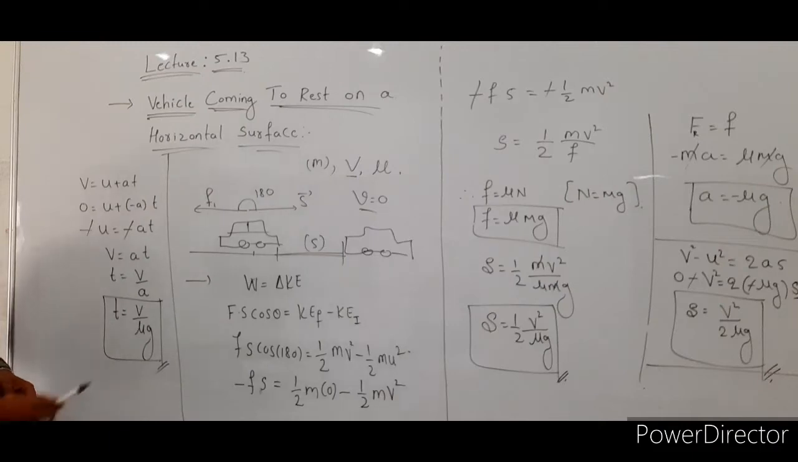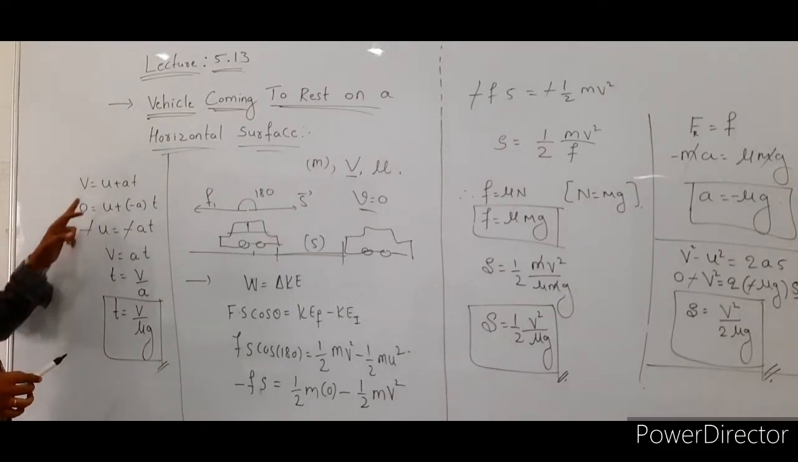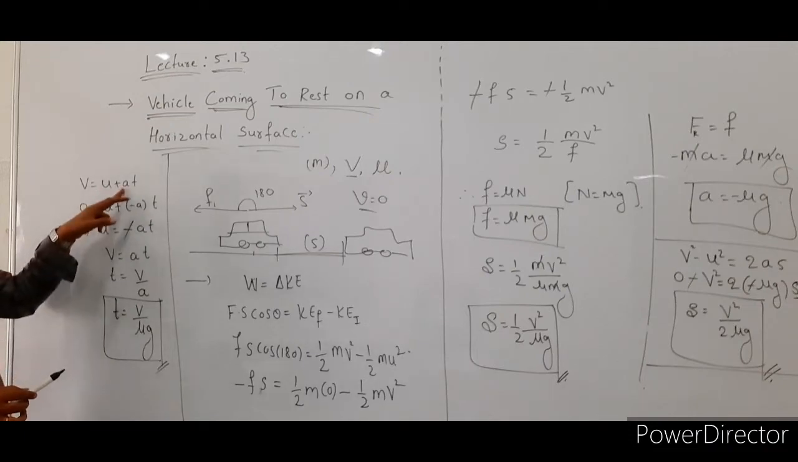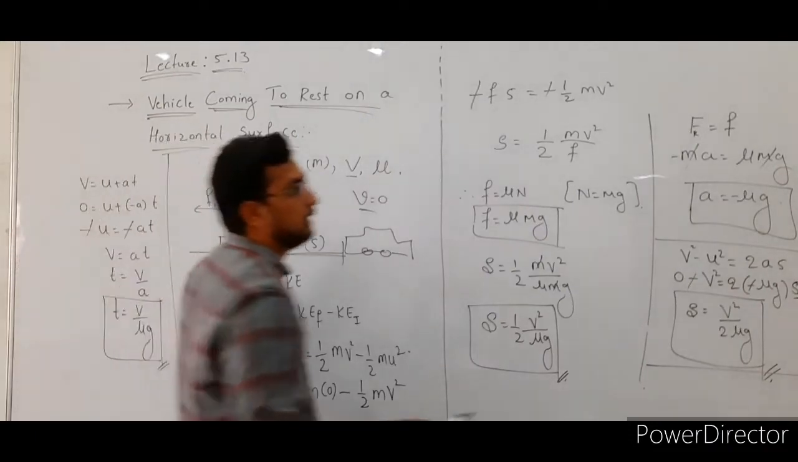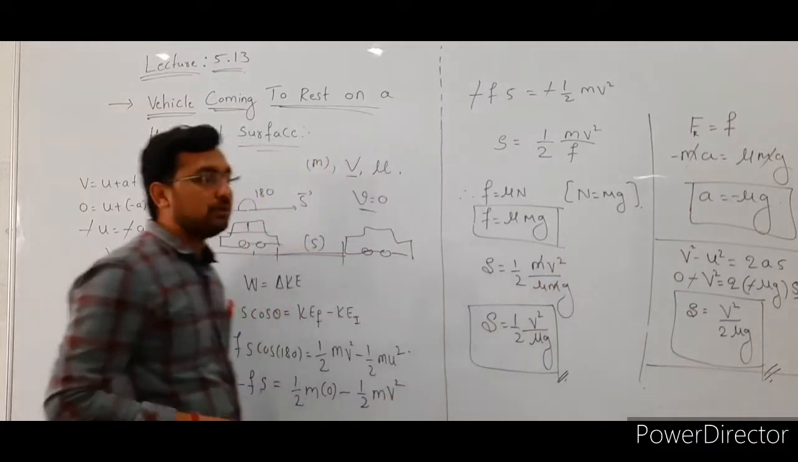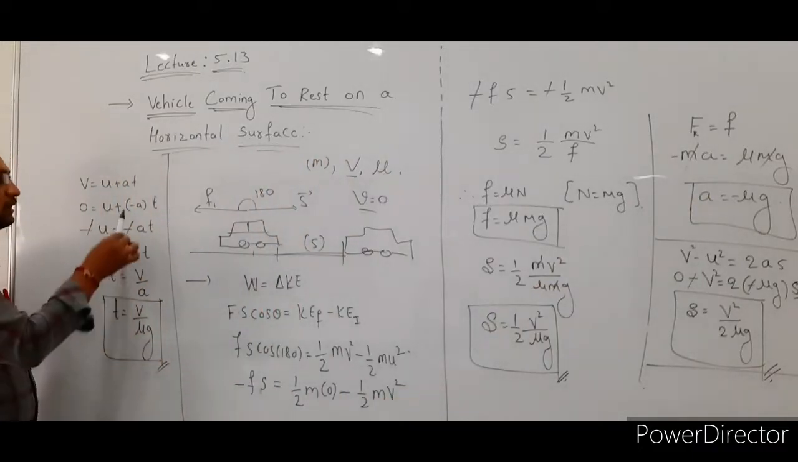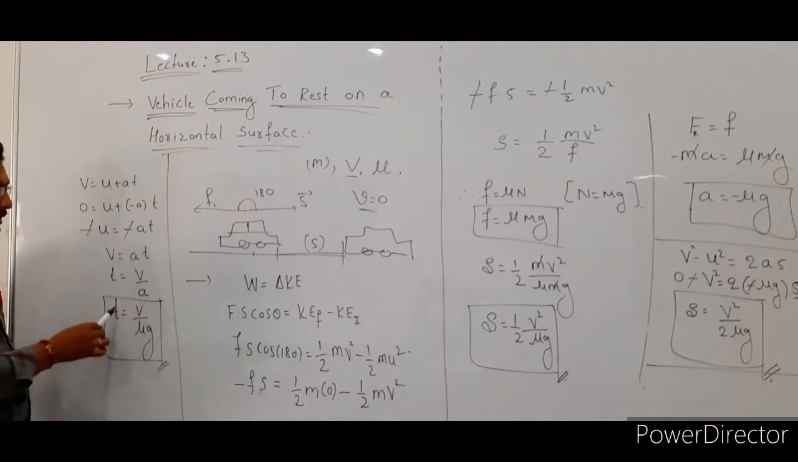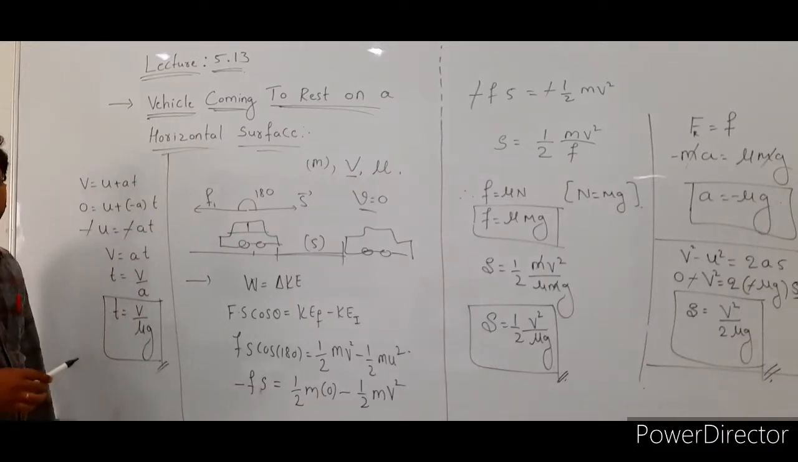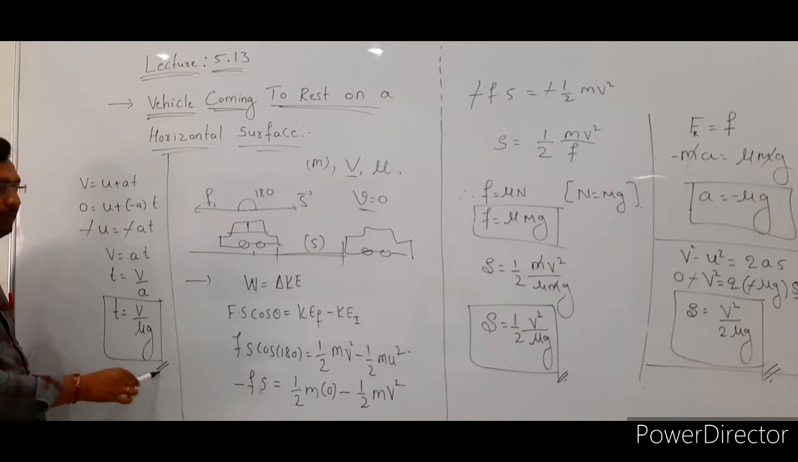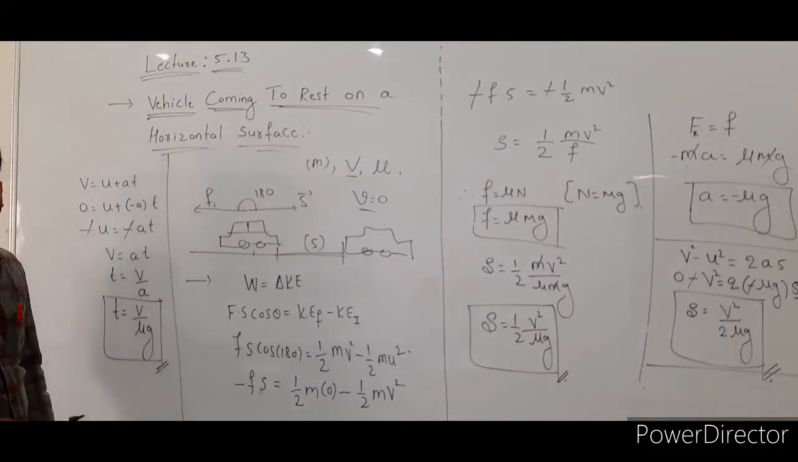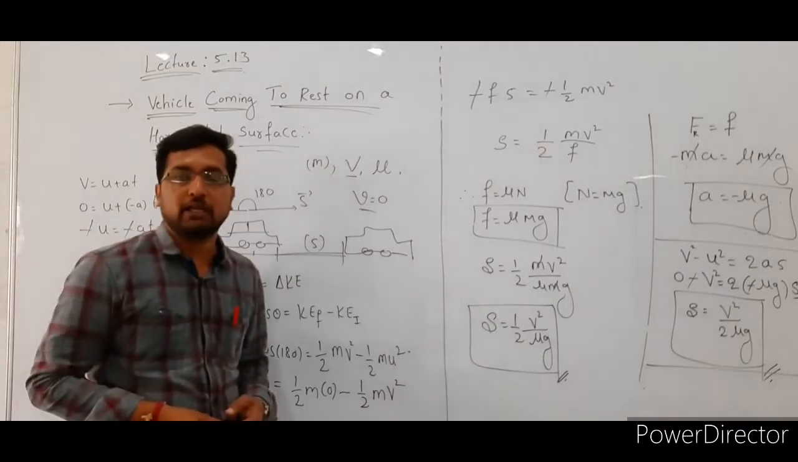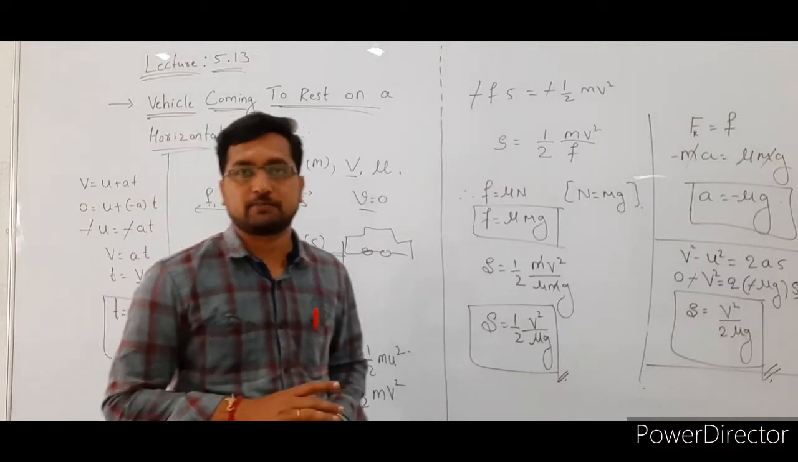So here we are using the equation of motion, v is equal to u plus at. Here the final velocity is 0 and the initial velocity is u, and the acceleration is minus. So minus a is equal to mu into g into time. So here the minus a value is mu into g. So then t is equal to v divided by mu g. So this gives the stopping time. Stopping time means the minimum time taken by the vehicle to come to rest.